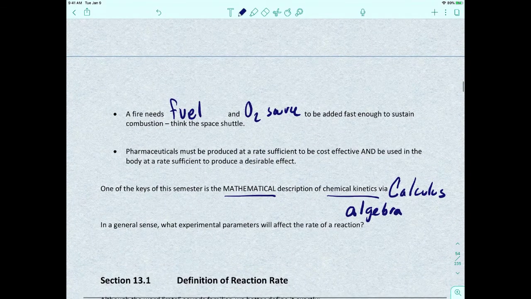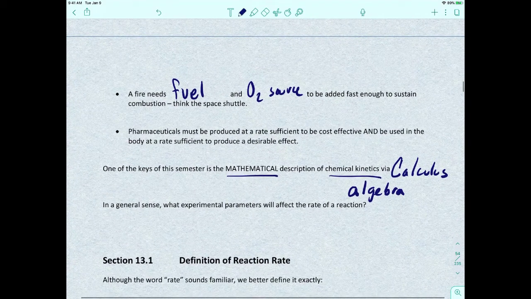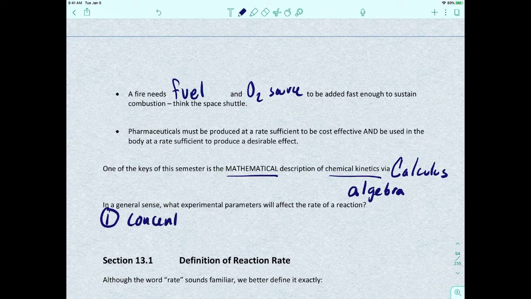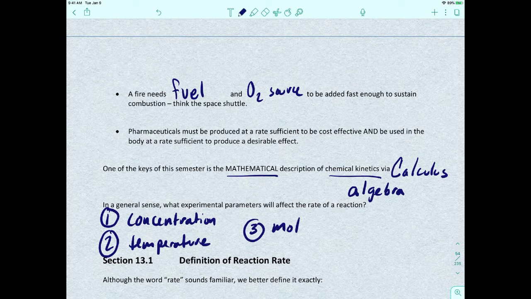All right. So in a general sense, what experimental parameters will affect the rate of a reaction? There are actually three things that will affect the rate of a reaction. First is concentration. Second, temperature. And those two we have a lot of control over. The third, molecular size.